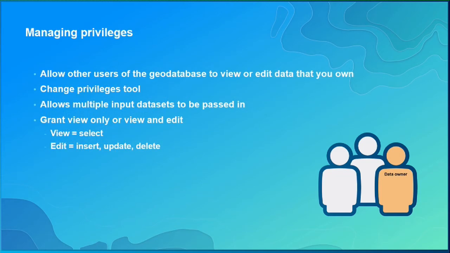Once the data is loaded, you want to manage privileges on your data to determine who can access it. You do this using the Change Privileges tool. This tool will take a list of data sets and allow you to grant or revoke either view or edit privileges. When you grant view privilege, the user can select contents from that table. When you grant edit, the user can insert, update, or delete contents from that table. You must be connected as the data owner to perform these functions.